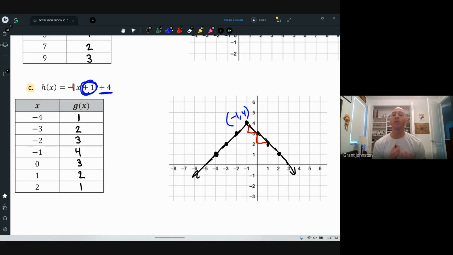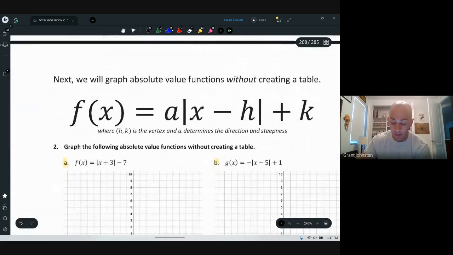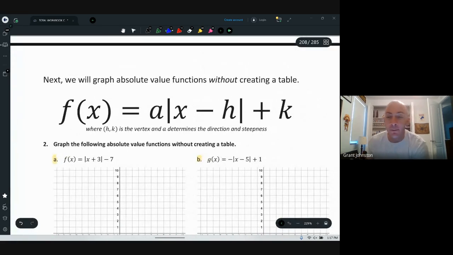So this whole table creation, all this long talking I've been doing, I hope it didn't feel like a waste of time, but the whole point of this was to derive the next page, because you're going to be able to graph these absolute value functions without making this big old table. So let's get into it. Next, we'll graph absolute value functions without creating a table.